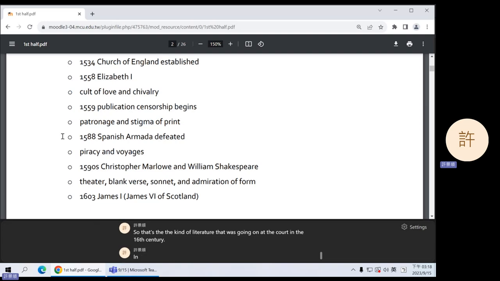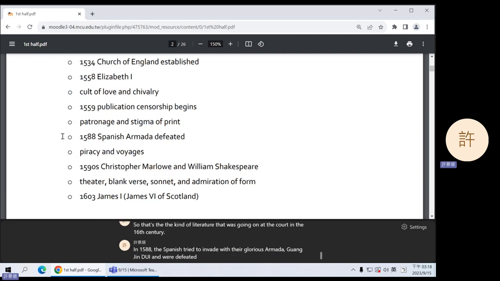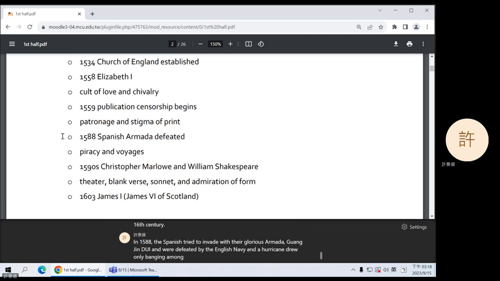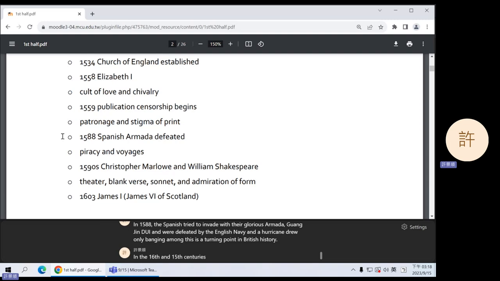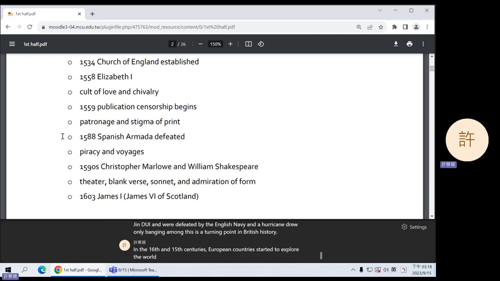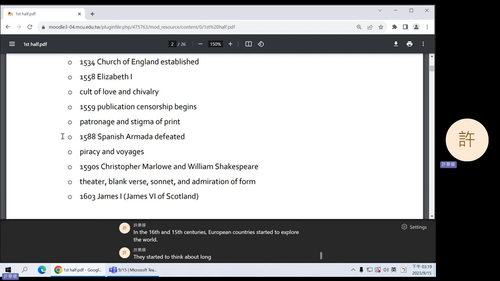In 1588, the Spanish tried to invade with their glorious armada, 光荣舰队, and were defeated by the English Navy and a hurricane, 飓风也帮一个忙. This is a turning point in British history. In the 16th and 15th centuries, European countries started to explore the world. They started to think about long-distance trade. And the country that started is Portugal, 葡萄牙, because it was nearest the ocean.